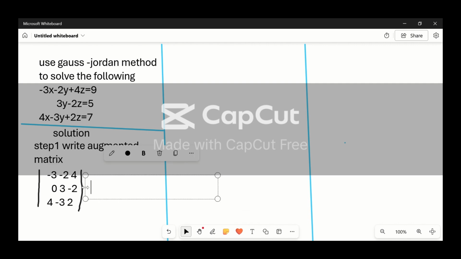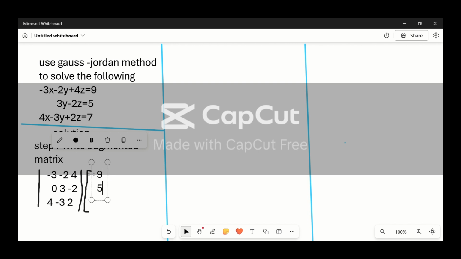It doesn't use an equal sign, so we can use this as a matrix. And this will be 9, 5, and 7. So this can actually look like this.